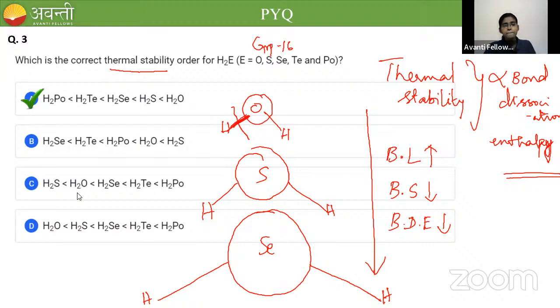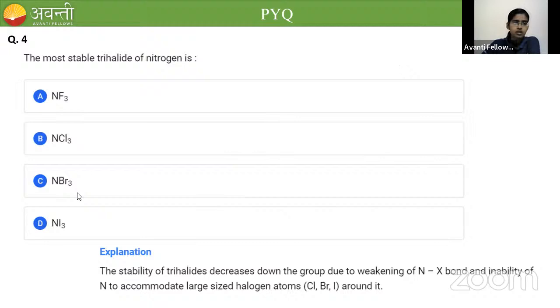Got it? So this is how you have to go for this. Just study this relation alone. Very easy relation. Just remember this relation to find out the answer. Okay, so now let's move on with the next question for today, that is question number 4.